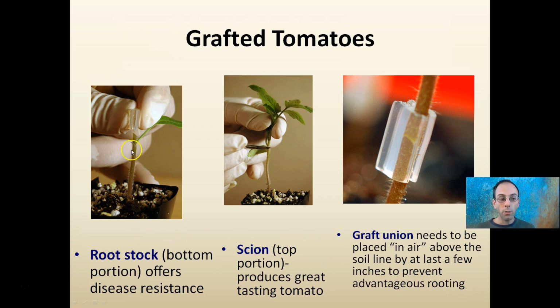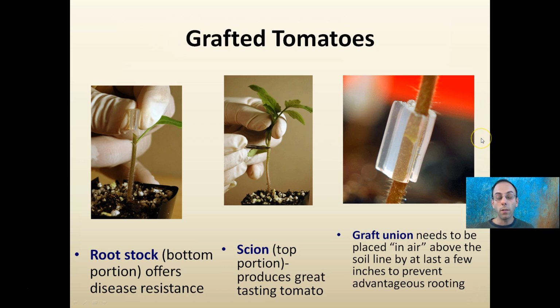Well, remember there's a rootstock, a bottom portion that offers disease resistance, and there's a scion, which is a top portion that usually produces a great tasting tomato, and there's a graft union. This is the little area here, typically this will kind of swell up. This needs to be placed in air, above the soil line by at least a few inches, to prevent rooting from coming from the scion, or the top portion, to negate the effects of that rootstock. So again, remember when you're planting grafted tomatoes, they can be a great way to get disease resistance also, but keep that graft union well above the soil line.